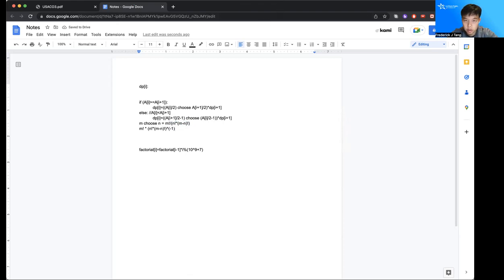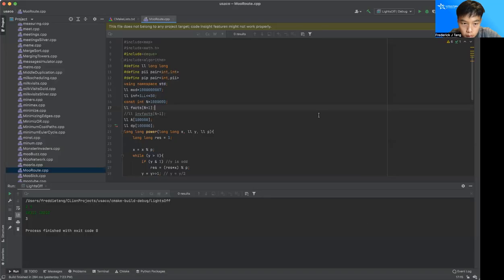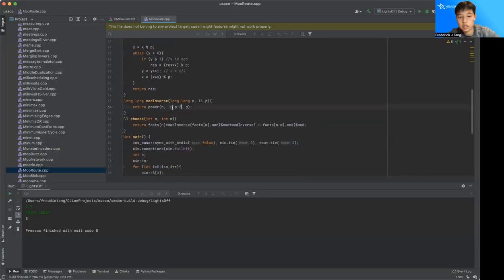It's just the modular inverse, and it's equivalent to dividing. The way you can compute the modular inverse is with Fermat's little theorem. Let me check the code. Here it is: n to the p minus 2 is congruent to the inverse of n mod p. So the modular inverse of n with respect to some mod, like 10 to the 9 plus 7, is equal to n raised to the power of p minus 2.